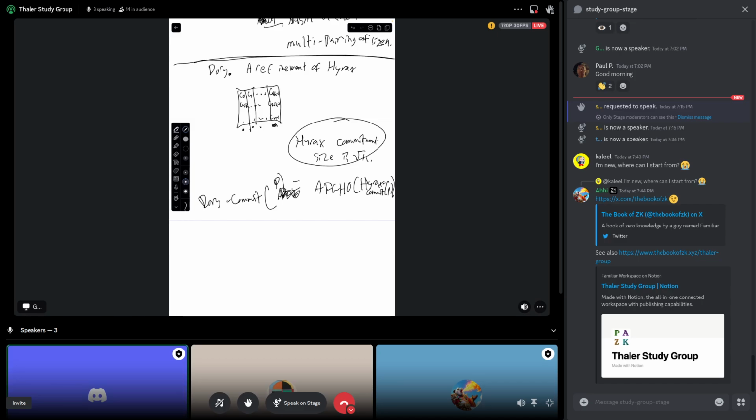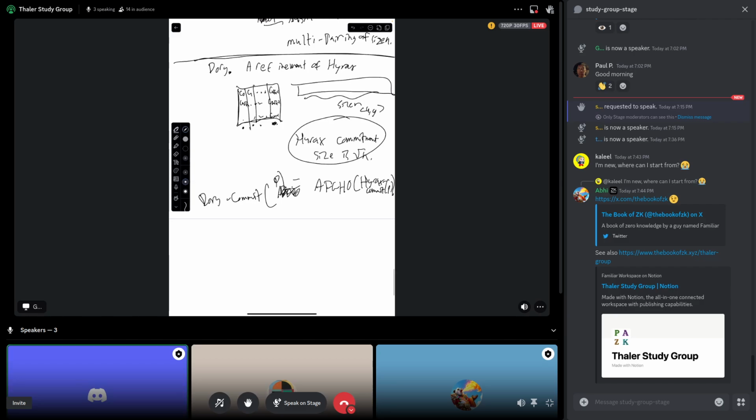So the KZG has this linear size commitment key, and it doesn't do any of this matrix stuff. It just lays all the coefficients out in one vector of length n, and commits to it all directly with a Pedersen vector commitment. This Hyrax stuff lays things out not as one vector of length n, but as root n vectors of length root n.